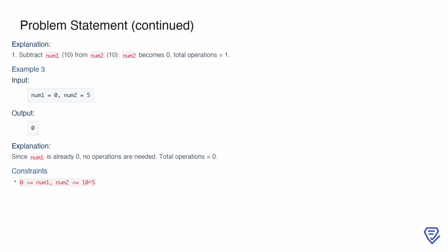Now, let's review the constraints for this problem. The values of both number 1 and number 2 will always be non-negative integers, and they can range from 0 up to 100,000. This means that our solution must be efficient enough to handle cases where number 1 and number 2 are very large while still ensuring correctness.